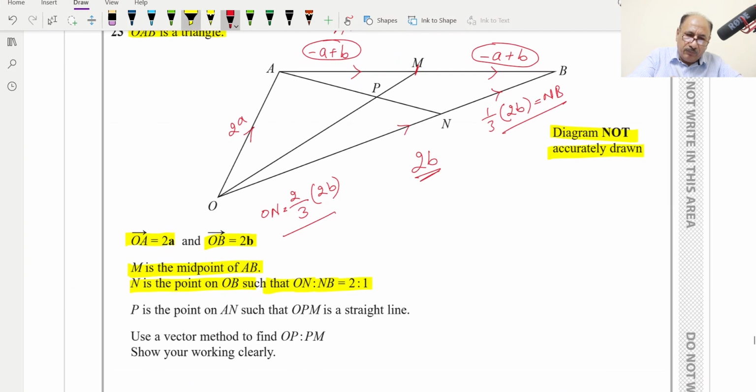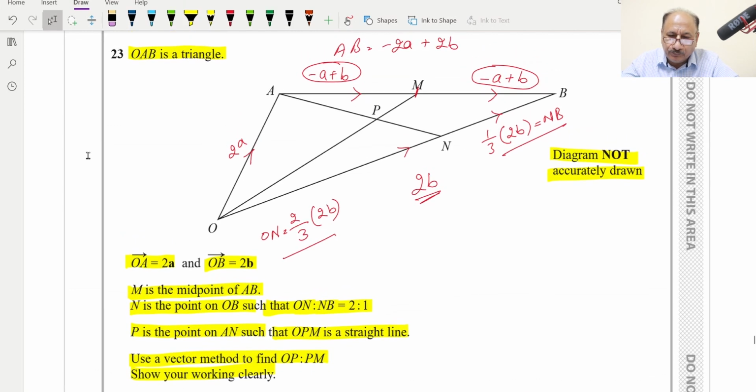P is the point on AN such that OPM is a straight line. Use a vector method to find OP ratio PM. Show your working clearly. So AN, we will write AN will be equal to what?